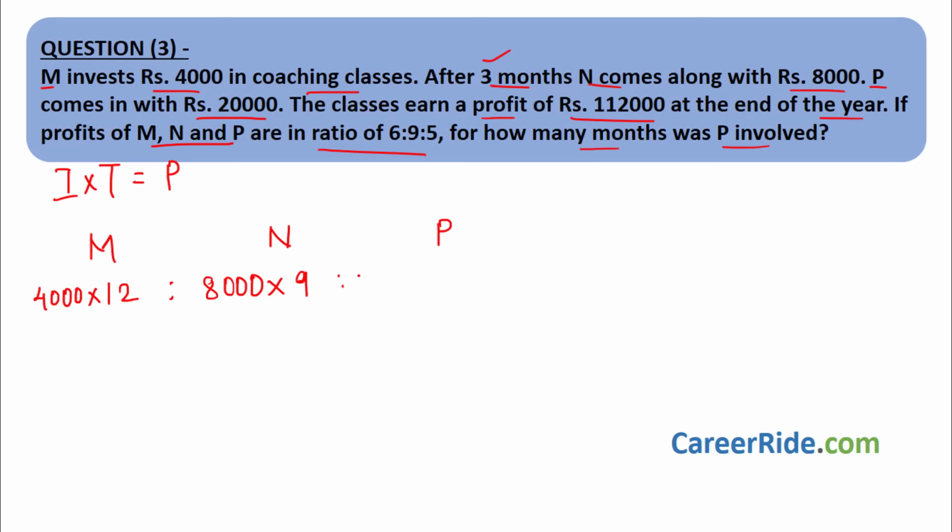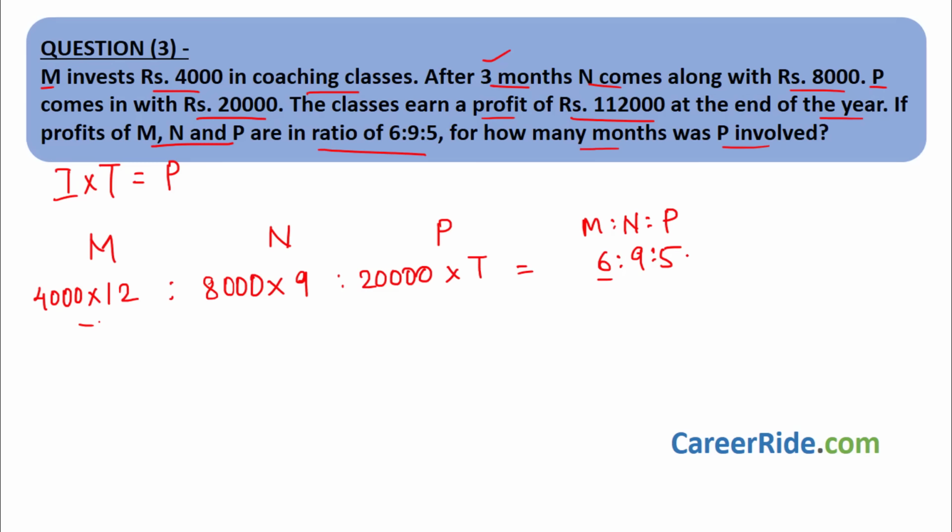Next P comes along with the investment of 20,000 rupees. Do we know the time period for P? Absolutely not. That is what we have to find. So let us take the time period for P as T. Then we have the profit ratios for M, N and P. What are they? 6:9:5. Now we might think that we can directly equate this value and this value, but absolutely not. These are actual values and these are nothing but reduced or simplified ratios.